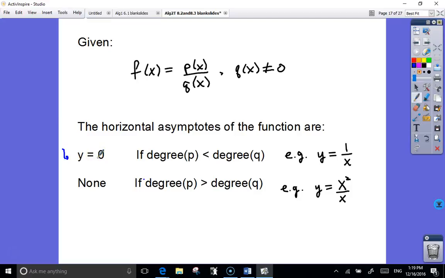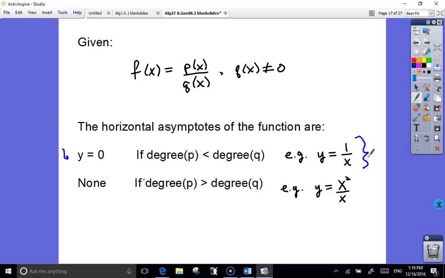And we kind of did this one, right? The example is y equals 1 over x. And it did have a horizontal asymptote at y equals 0. So that's what happens whenever the denominator has a higher power of x than the numerator.